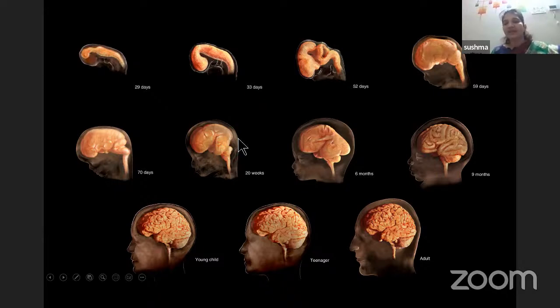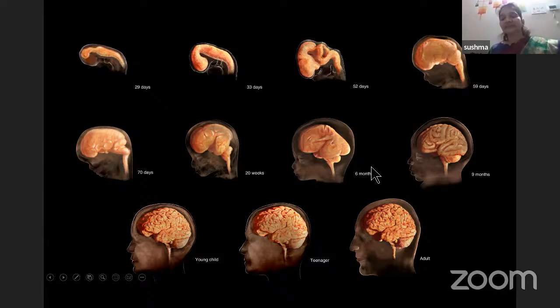After 20 weeks, at 6 months, a few more sulcations come up. Here, the occipital lobe and parietal lobe are separated by the parieto-occipital sulcus. Here, there is the central sulcus. By 9 months, there are multiple sulcations and gyrations. And as we move on from young child to teenager and adult, there are multiple sulcations and gyrations.